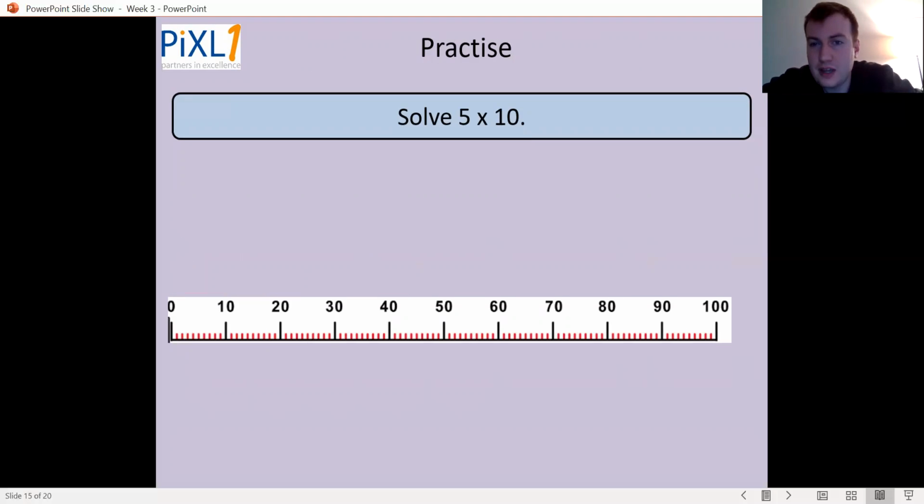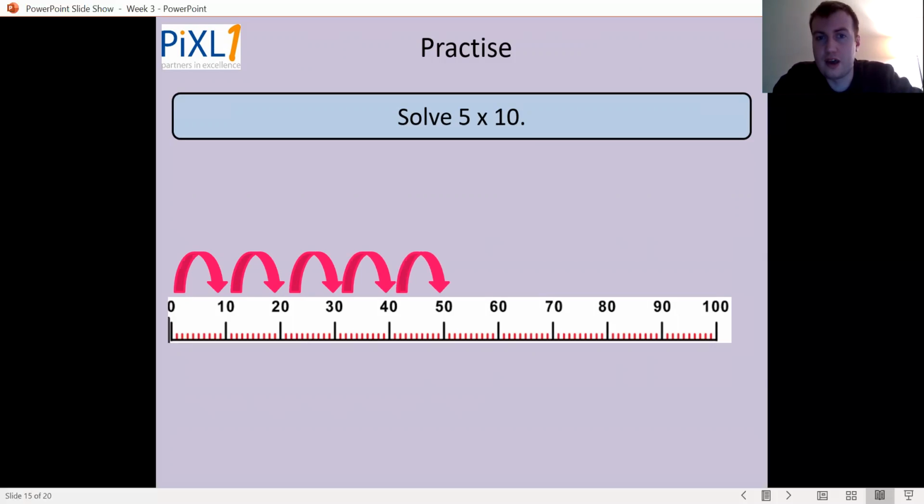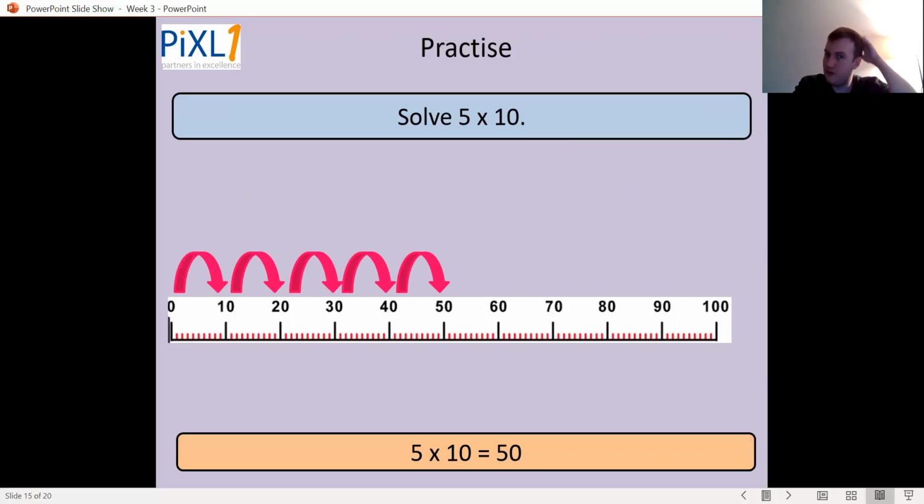All right, what about 5 times 10? Again, if you're using the number line, how many jumps of 10 would you have to do? But you can do your own method. Okay, so hopefully you've done that question. You paused the video and had a go, and now we're going to go for it. 1 jump, 2 jumps, 3, 4, 5. And I've reached 50. So I know that 5 times 10 equals 50.